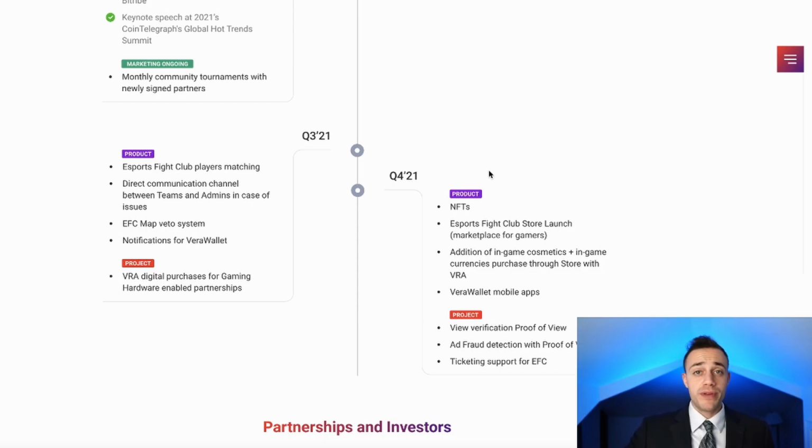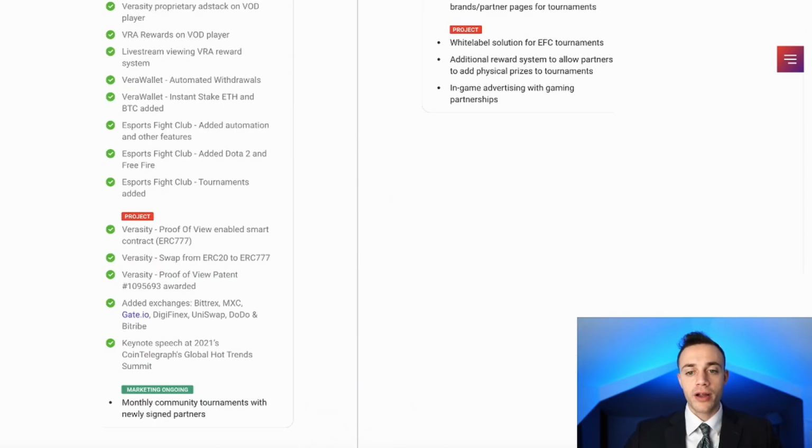Weapons in game will be NFTs. So NFTs are going to be huge in esports, and Verasity is going to be at the forefront of delivering this to the people. So this needs to be on your radar. With all this being said, this coin has a lot of potential.